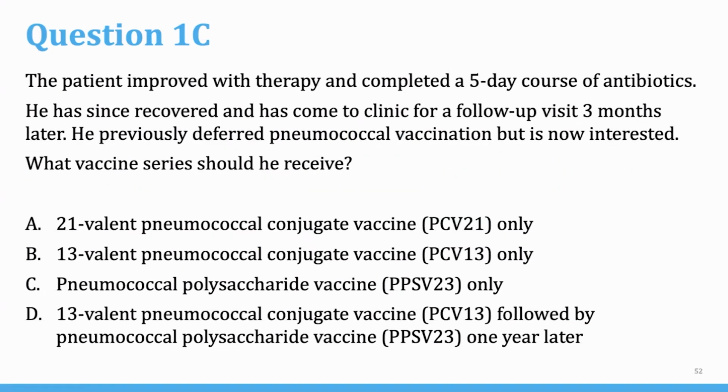So he's improved with therapy and he's completed a 5-day course of antibiotics. He's since recovered, has come to your clinic for a follow-up visit 3 months later. He had previously deferred pneumococcal vaccination, but is now interested. So which vaccine series should he receive? The 21-valent pneumococcal conjugate, or PCV21, the 13-valent conjugate, or PCV13, the pneumococcal polysaccharide vaccine, PPSV23, or the 13-valent plus the pneumococcal polysaccharide a year later.